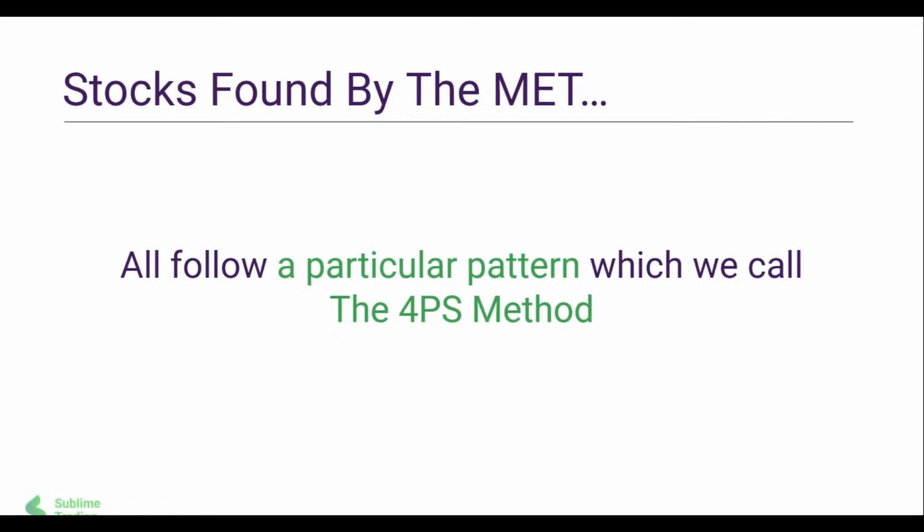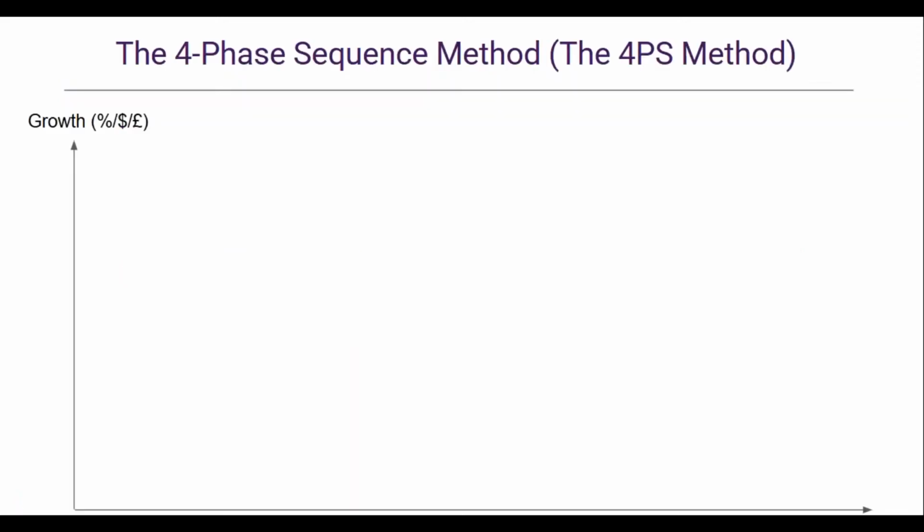Now, all the stocks that I mentioned all follow a particular pattern, which I call the 4PS method, or the 4-phase sequence method. Every stock that I invest in goes through 4 distinct phases.